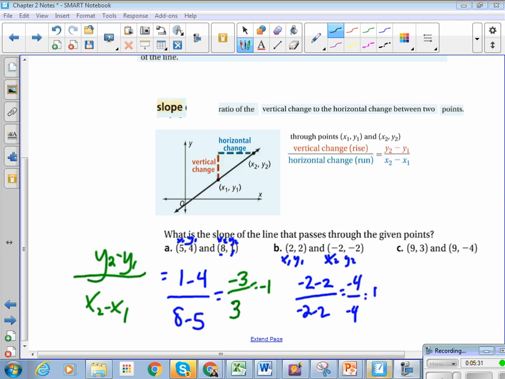All right, last but not least, this is -4 minus 3 over 9 minus 9. So this is -7 divided by 0. You are not allowed in the math world to divide by 0, so my slope is undefined.